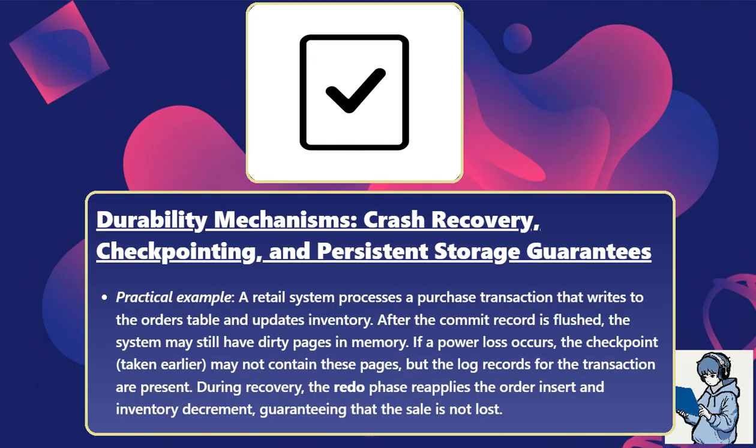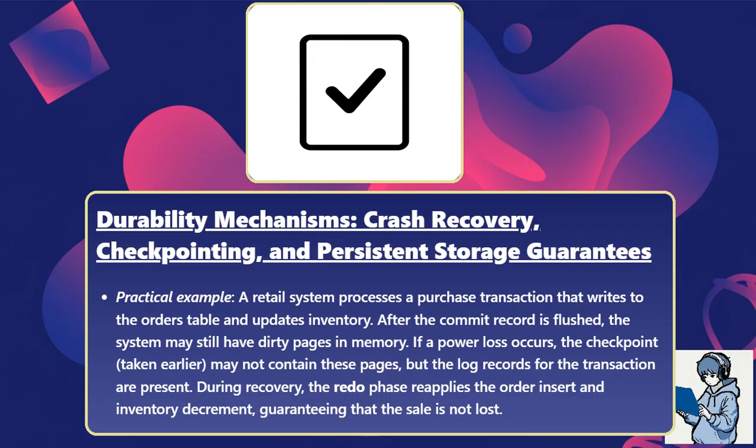Practical example: a retail system processes a purchase transaction that writes to the orders table and updates inventory. After the commit record is flushed, the system may still have dirty pages in memory. If a power loss occurs, the checkpoint taken earlier may not contain these pages, but the log records for the transaction are present. During recovery, the redo phase reapplies the order insert and inventory decrement, guaranteeing that the sale is not lost.